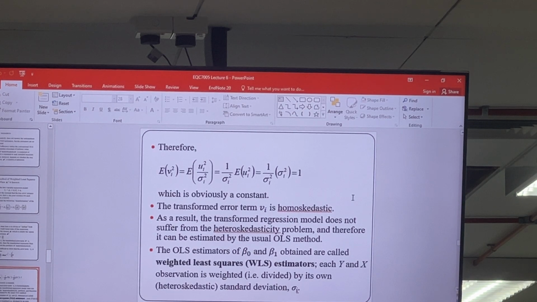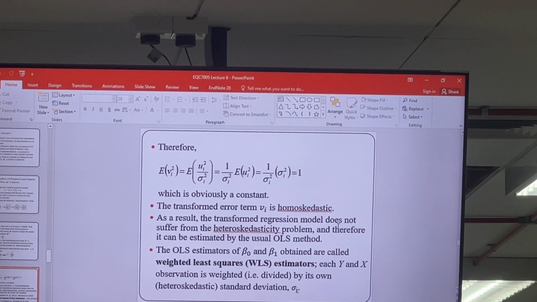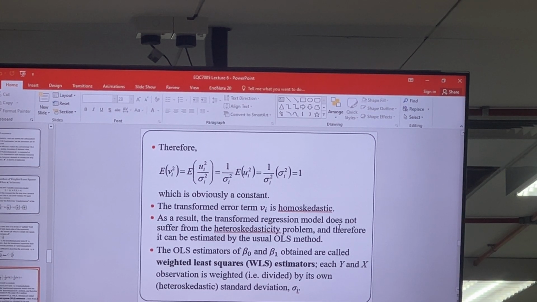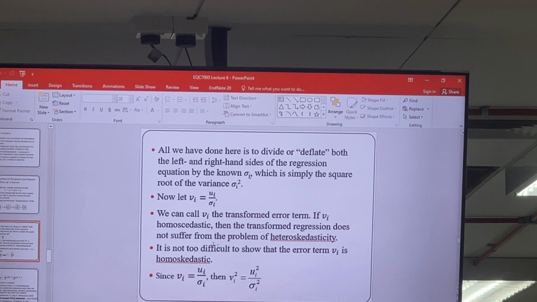So the transformed error term v i is stochastic. As a result, the transformed regression model does not suffer from the heteroscedasticity problem, and therefore it can be estimated by usual least squares. We can estimate using the technique that we discussed earlier, ordinary least squares. The ordinary least squares estimators of beta 0 and beta 1 obtained are called weighted least squares, WLS, estimators. Each y and x observation is weighted, or divided, by its own heteroscedastic standard deviation, sigma i. So we know the value and we can divide.